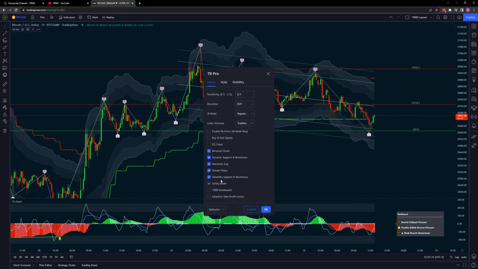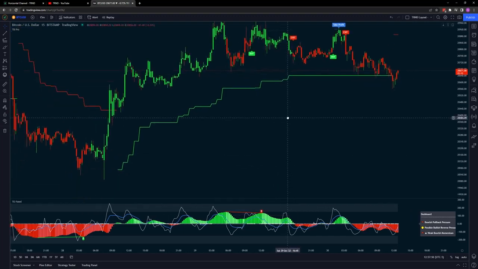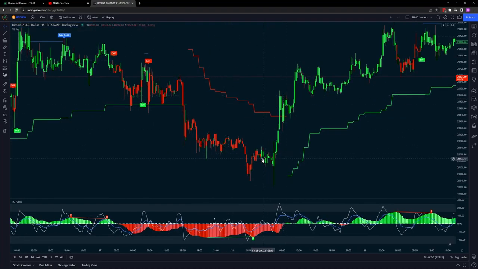Next, we have safety mode. Safety mode is a confluence strategy built within trend. It will work without volatility, support, and resistance, but it works in conjunction with it. So in our current direction, we have buy enabled. We have safety mode on and volatility, support, and resistance. So the only signals we're going to get are buy signals if the overall trend is bullish. We will not get any buy signals if the overall trend is bearish.